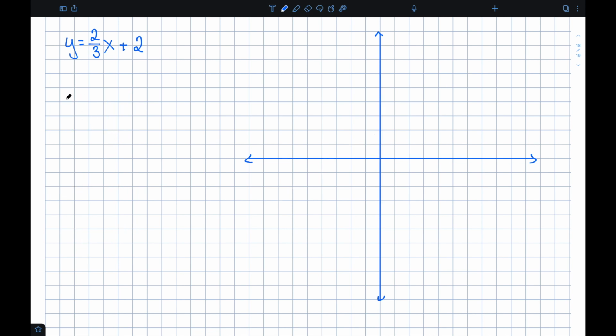My next method uses the slope of 2/3 and the intercept of 2. We plot the point (0, 2), the y-intercept, and this is rise over run. So for every 2 I go up, I should go over 3. And I can continue this process, going up 2 and over 3. And I can connect these dots to get the graph of the line, which we can see is the same as it was before.